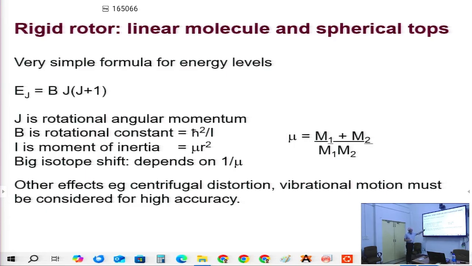B is the rotational constant, which depends on the moment of inertia, and I seem to have left a 2 out of this formula. My apologies. If you're writing it down, it should have a 2 there, so it should be B equals h-bar squared upon 2I. I is the moment of inertia. So for a linear molecule, it's just the reduced mass times the distance between the atoms squared. That's not quite the formula for the spherical top, but it's something along those lines. I haven't worked it out.